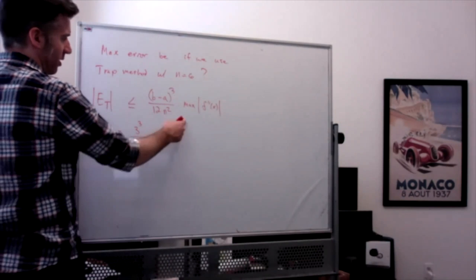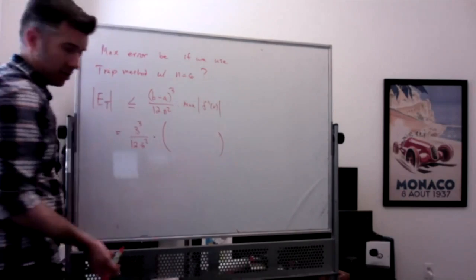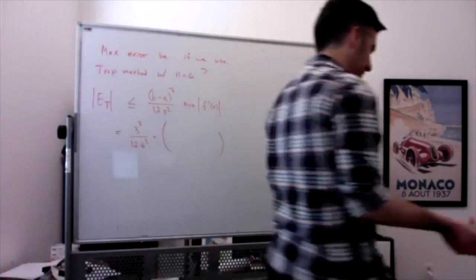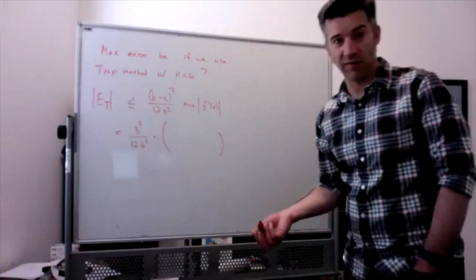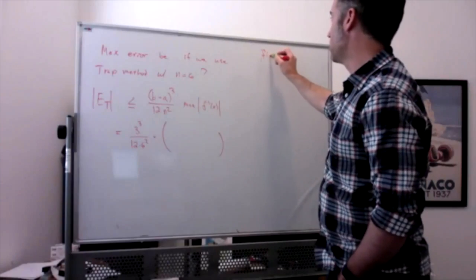But then we have this part here, which is kind of a big deal. So let's find the maximum of the second derivative. So the function was the square root of 4 plus x cubed.